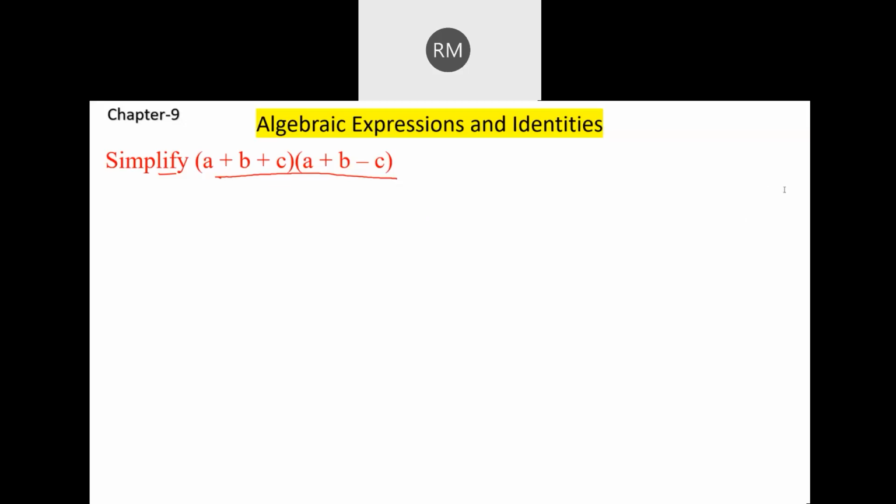You are multiplying. Here is the answer. A square plus AB minus AC plus BA plus B square minus BC plus CA plus CB plus C square.